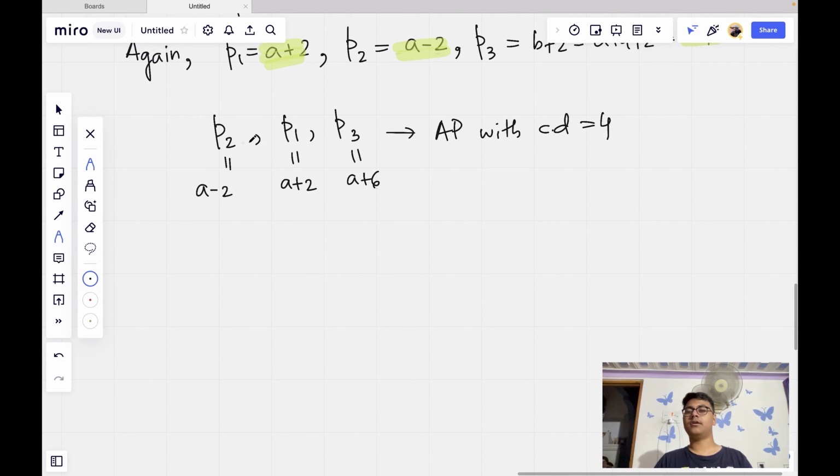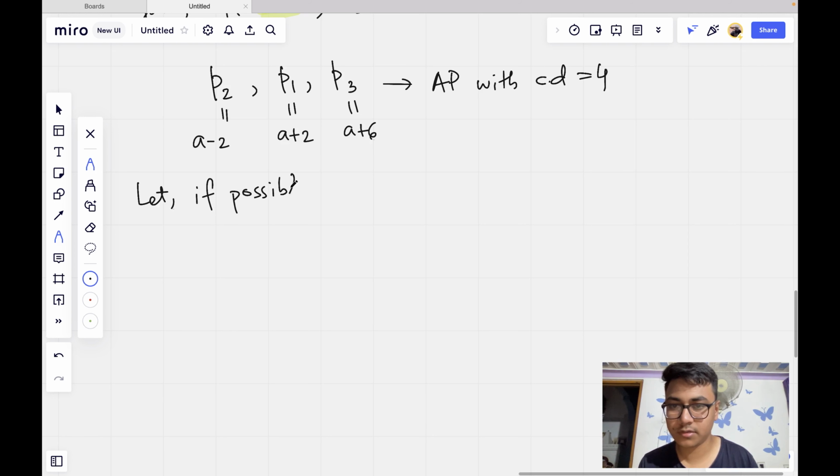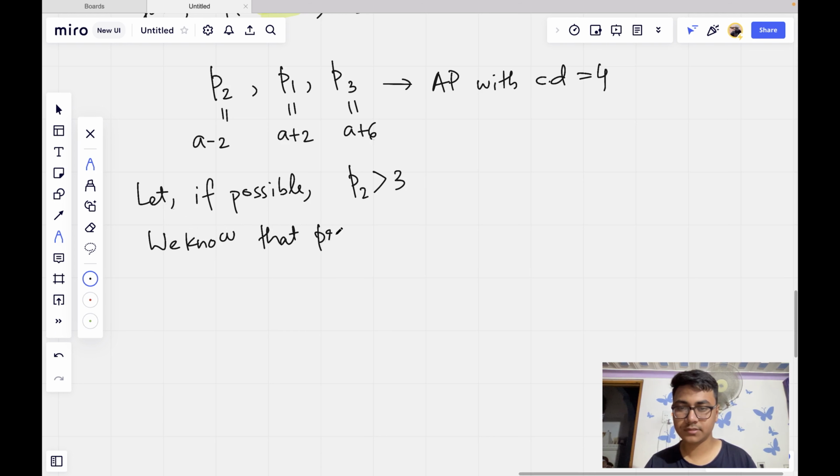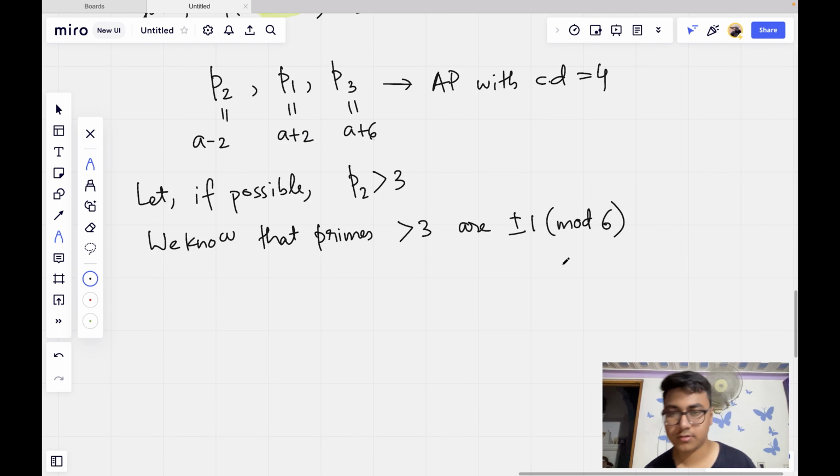Now, if it is possible, we don't know yet, but assume that P2 is greater than 3, that P2 is some prime that is greater than 3, 5, 7, anything. And we know that primes greater than 3 are plus or minus 1 modulo 6, correct?